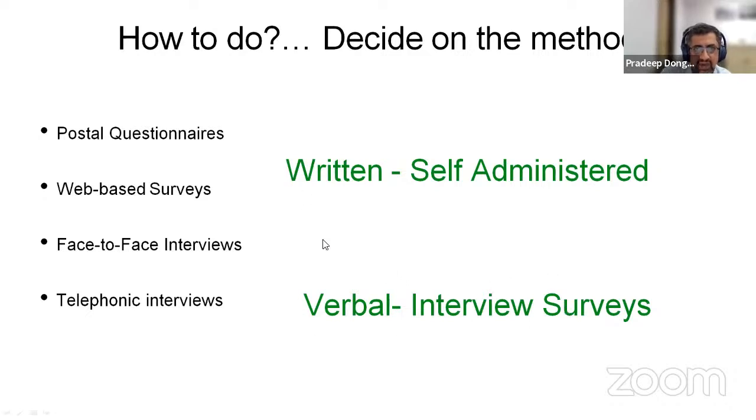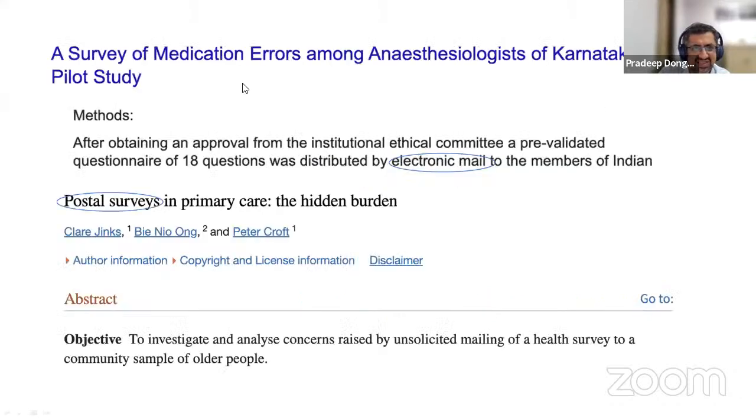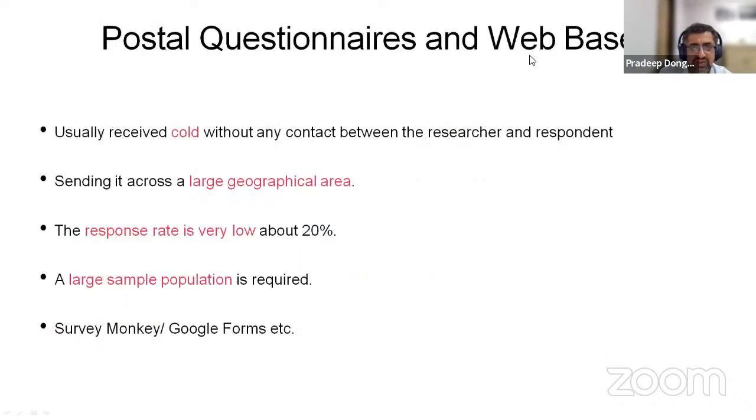Here, there is one advantage. You're always available, so if the respondent has a doubt, he can always ask about a particular question. You're always available and he can clarify his doubt, what you actually want to know by asking that question. That can be clarified at any stage. But in written and self-administered surveys, this is not a possibility. So these are some of the examples as mentioned here. There is one survey on medication errors, if you know, and this has been circulated by electronic mail. There is one more on postal surveys in primary care, and this has been distributed postally. So these are written surveys. And if you go to postal questionnaires and web-based, as I mentioned earlier, these are cold and there is no contact between the researcher and the respondent.